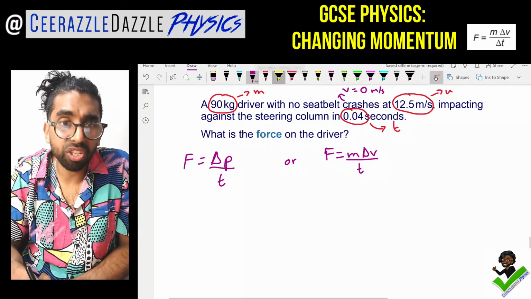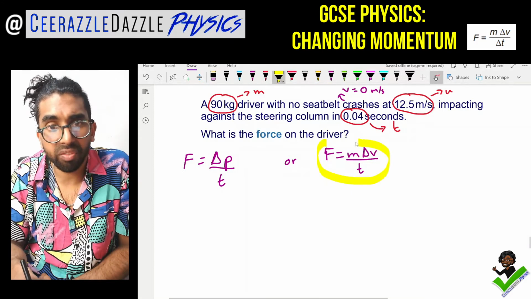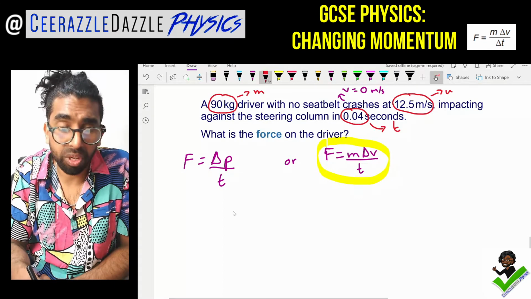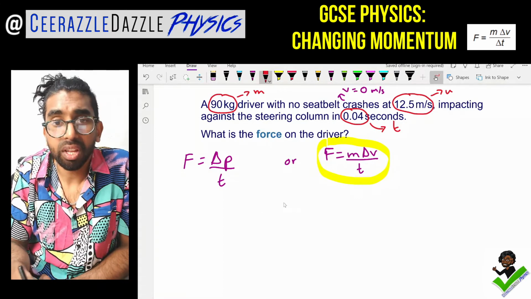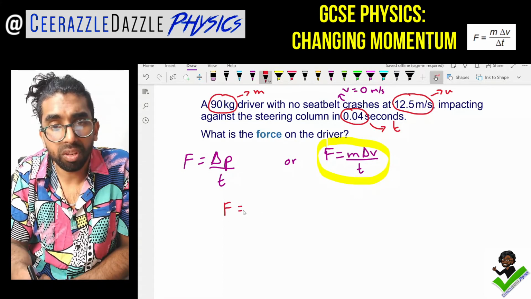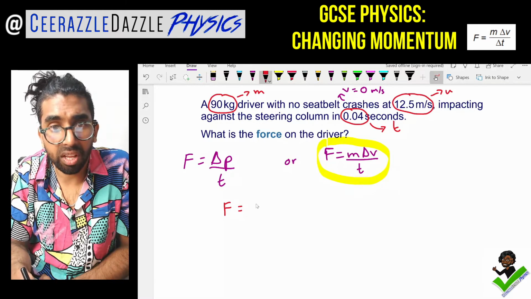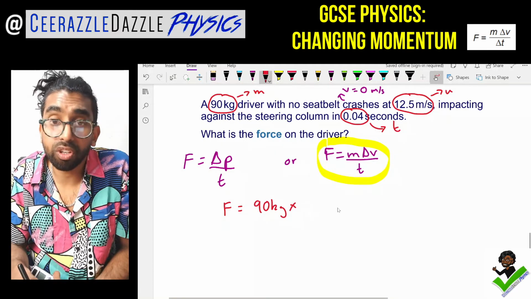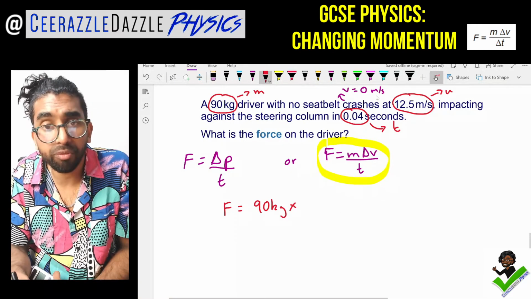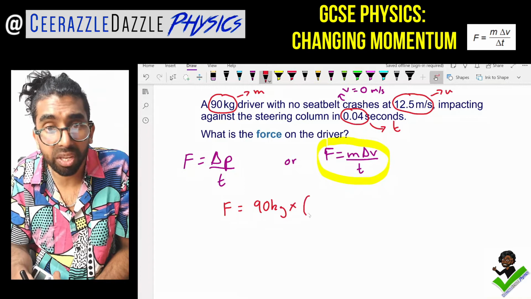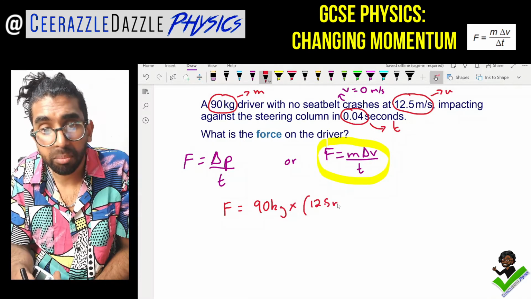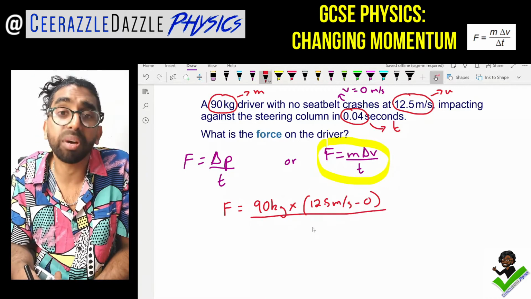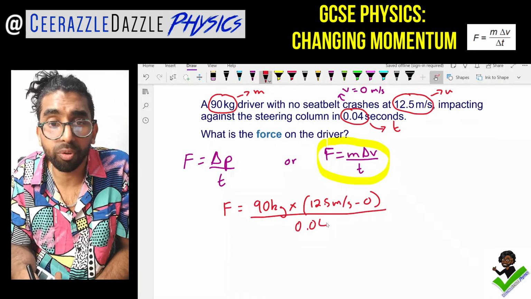Clearly, I should just use this formula over here, it's easy to use. So we can work out the force. Force is equal to, number one, the mass, 90 kilograms. Now the change in velocity: we're going from 12.5 to 0, so the change is 12.5 meters per second minus 0. That's my change in velocity, divided by the time taken, 0.04.